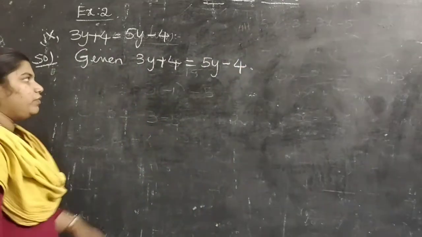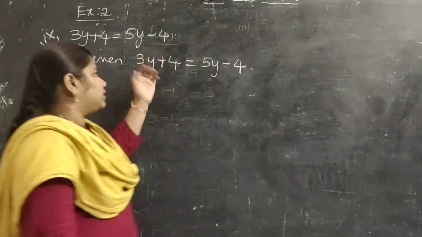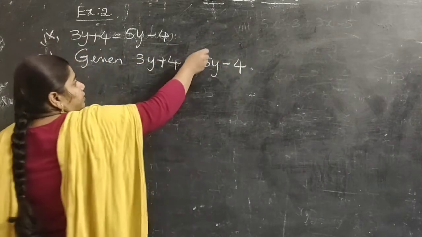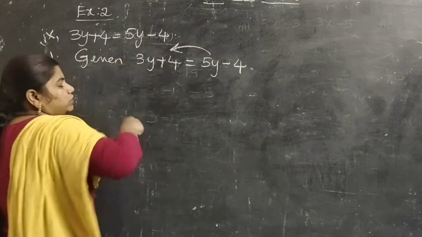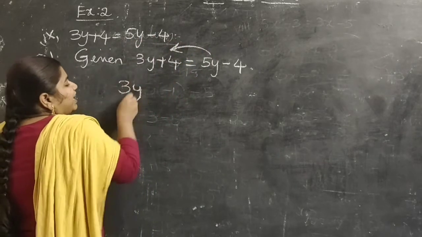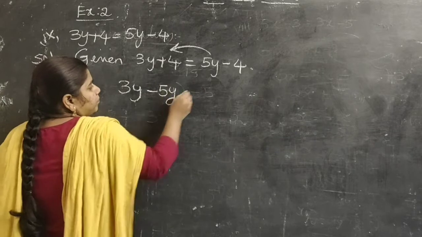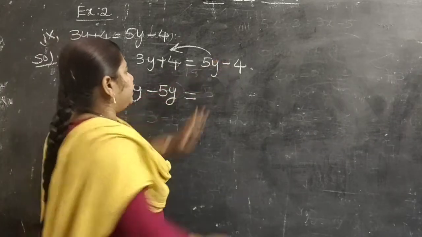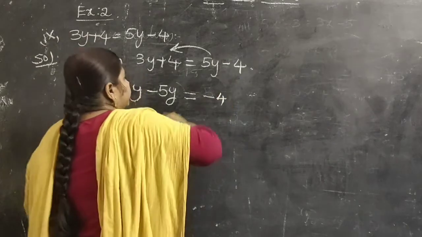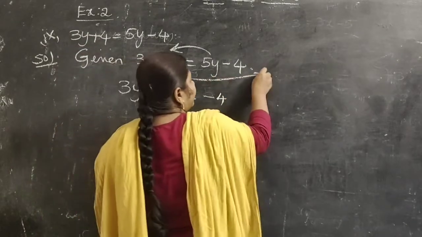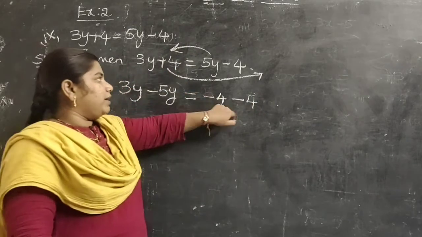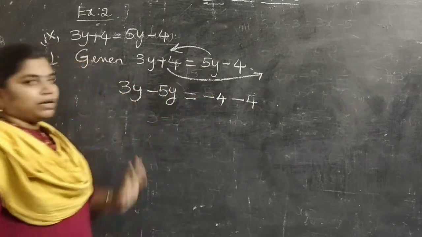So what we have to do? We have to bring all the variables to one side and take all the constant values to the other side. So I am bringing this plus 5y to this side. So it will become 3y minus 5y is equals to, and I am writing this minus 4 as it is. So if you transpose this plus 4 to the other side, that will be minus 4. So plus became minus here.